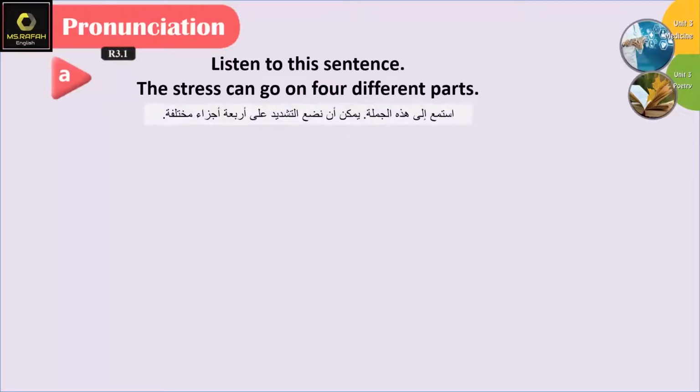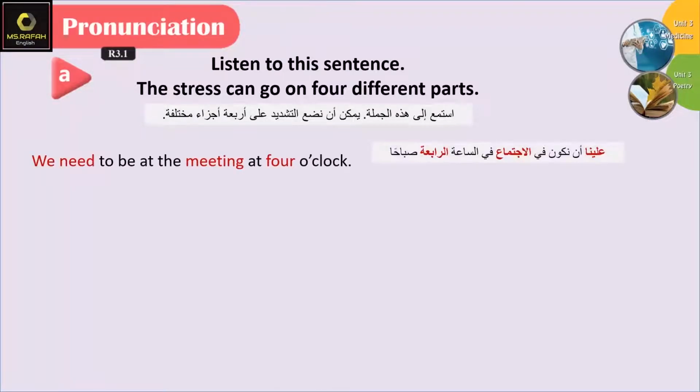Listen to this sentence. The stress can go on 4 different parts. We need to be at the meeting at 4 o'clock. We need to be at the meeting at 4 o'clock. We need to be at the meeting at 4 o'clock. We need to be at the meeting at 4 o'clock. We need to be at the meeting at 4 o'clock.